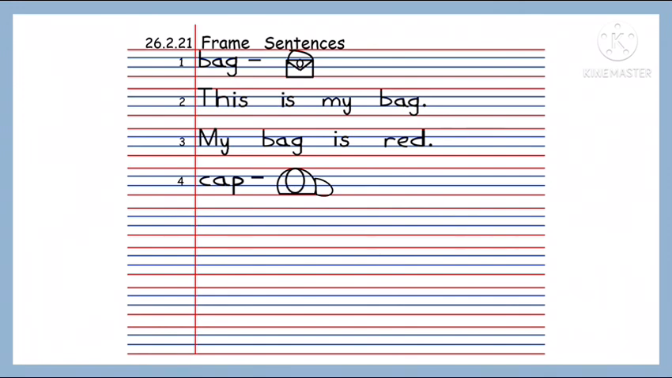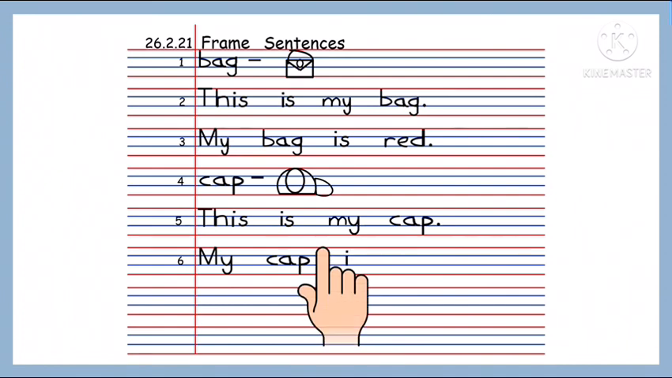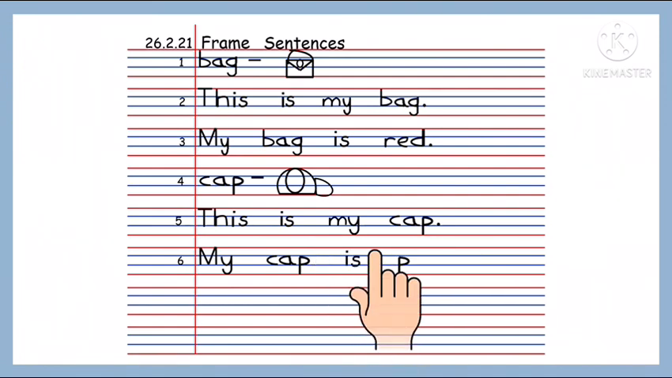Now, a sentence begins with a capital letter. This finger space is finger space, my finger space, cap, full stop. This is my cap. Now next, my finger space, cap, finger space, is finger space, pink, full stop.